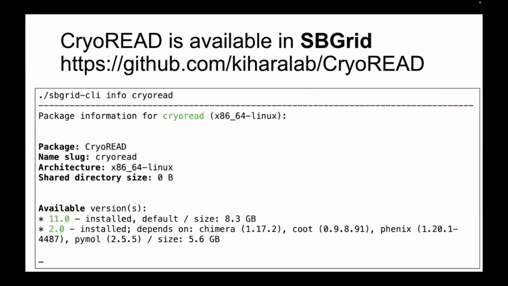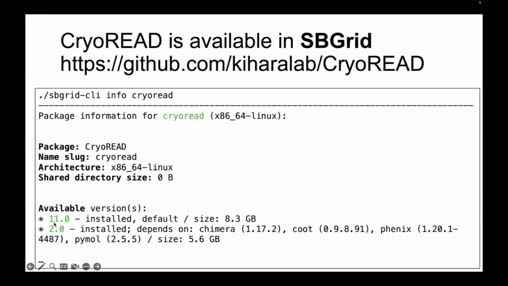Okay, then how can we use CryoREAD on SBGrid? CryoREAD is also available on the GitHub page. There are a lot of explanations about what the parameters are and what kind of parameters we need to change, and so on. But in SBGrid, yeah, it's very easy to use. Please first type sbgrid-cli info cryoread. Then it will show this information.